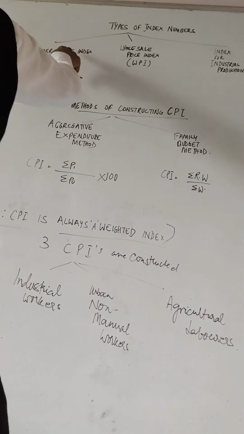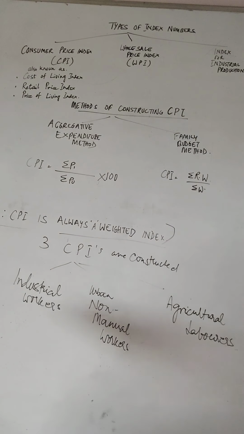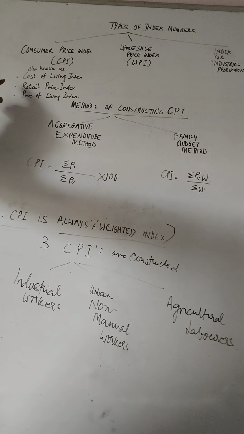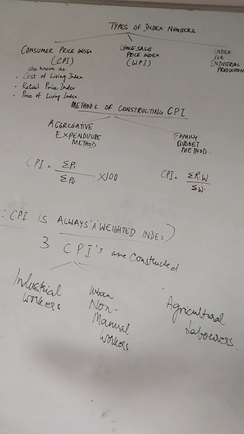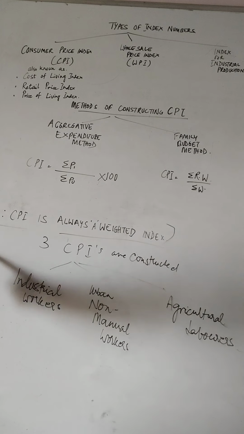So we are going to do consumer price index, which is also known as cost of living index, retail price index, or price of living index. And before I go on, one thing to note is that consumer price index is always a weighted index. And we know that there are two types.